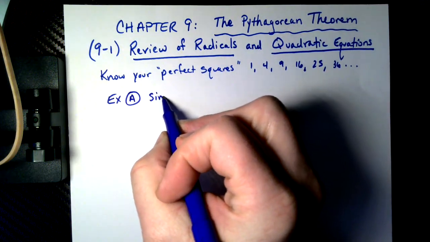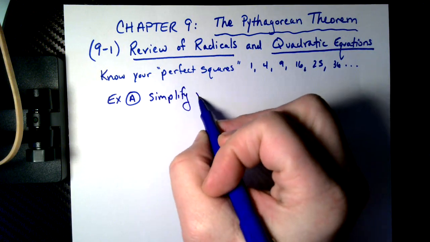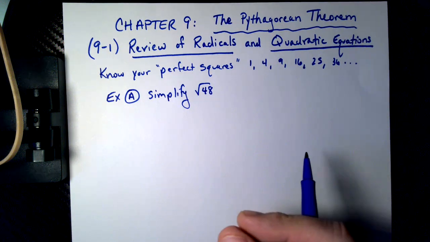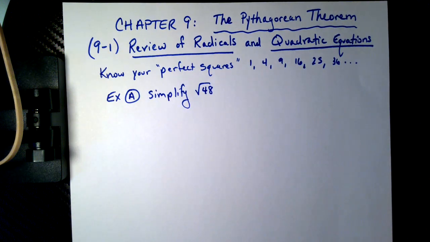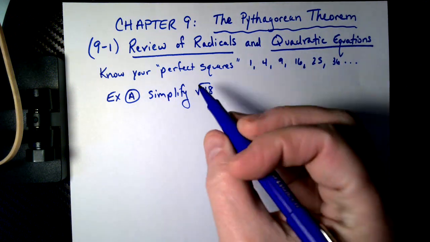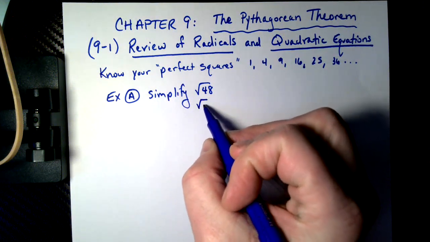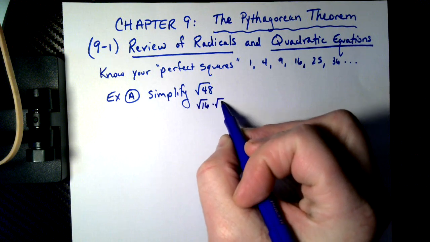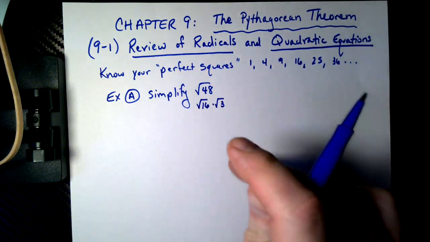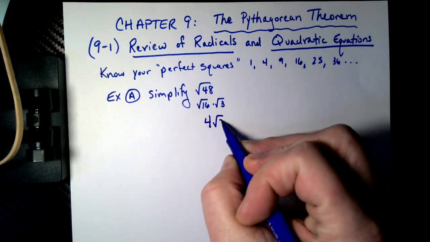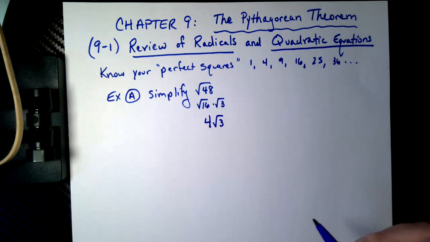Example A. It says simplify the square root of 48. If you use a calculator, it's probably going to spit out some sort of a decimal. What you have to do is think of the biggest perfect square that goes into 48. The biggest perfect square that goes into 48 is 16, times 3. Put the bigger perfect square first, because that becomes a regular number, 4. And then you have the square root of 3. So, 4 square root of 3.